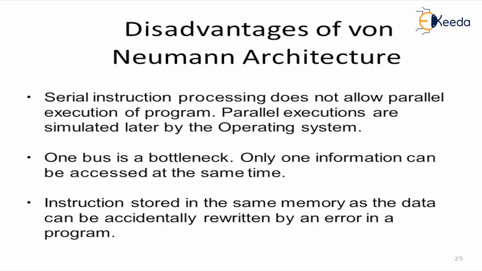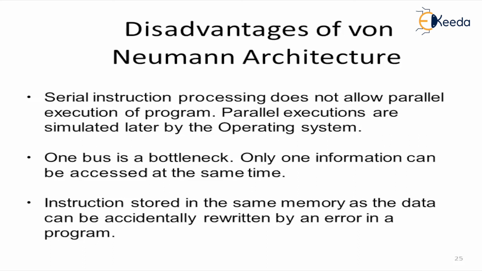One bus is a bottleneck. Only one piece of information can be accessed at one time. So if you want to access multiple instructions at one time, then von Neumann architecture would take more time, because as soon as one instruction gets over, it goes to the second instruction and so on. So parallel processing was a big challenge in the case of the von Neumann architecture.